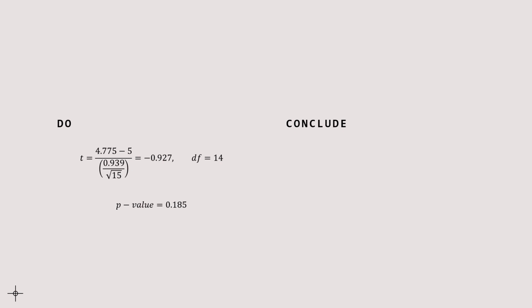So we'd use a one sample t-test for means. So we have our formula. The average ended up being about 4.775 and the standard deviation was 0.939. So 4.775 minus 5 all over 0.939 all over the square root of n.